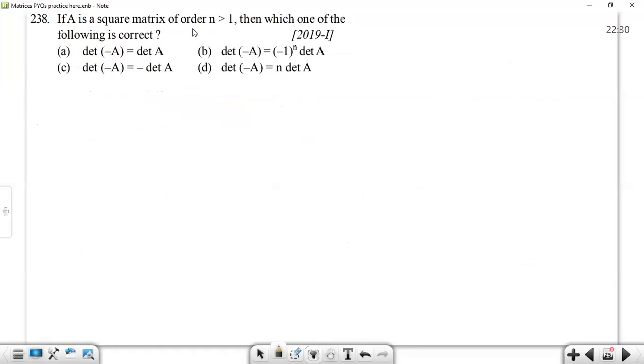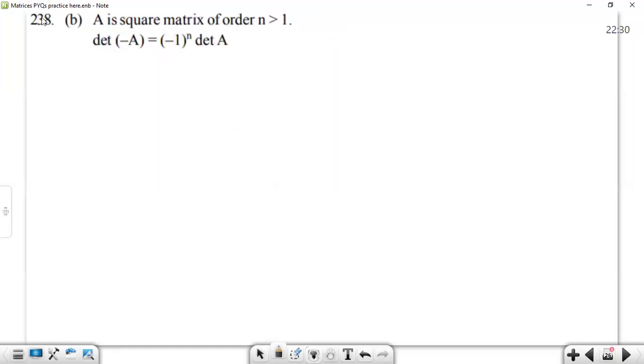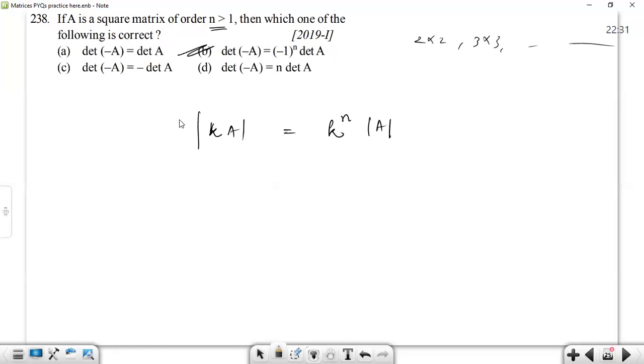If A is a square matrix of order more than 1, so it can be 2 by 2, 3 by 3, or any other order, then which one of the following is correct? Determinant of minus A equals determinant of A? We have earlier discussed that the determinant of K into A, where K is any constant, is K raised to the power n times the determinant of A. Here K is minus 1. So minus 1 raised to the power n into determinant of A should be the correct answer. Any doubts, anyone? No, sir. Okay, cool.